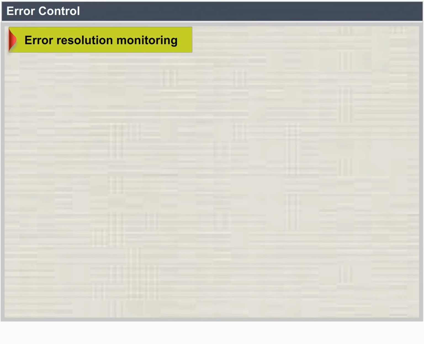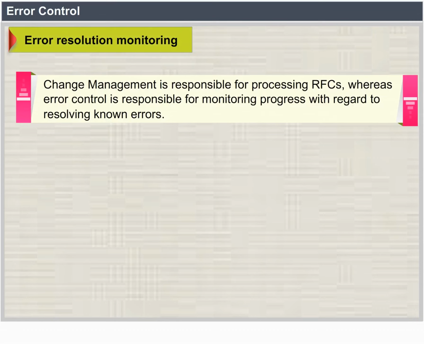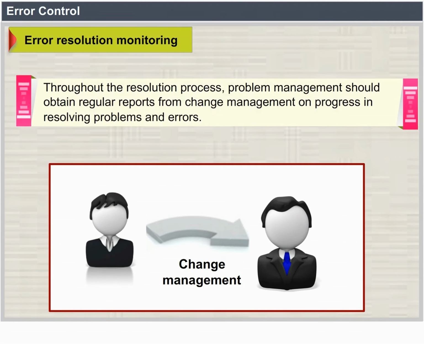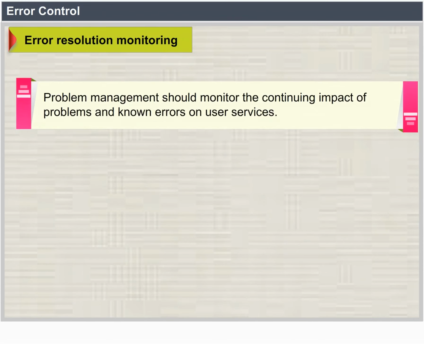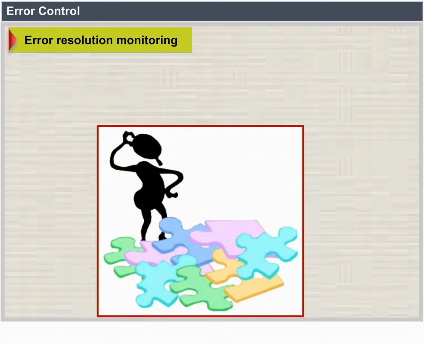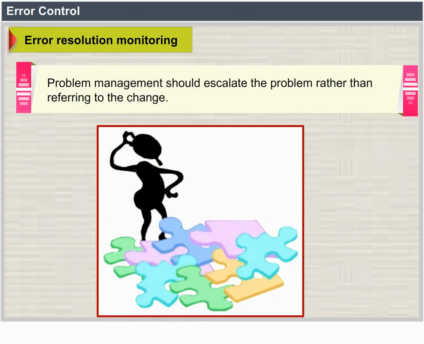Error resolution monitoring. Change management is responsible for processing RFCs, whereas error control is responsible for monitoring progress with regard to resolving known errors. Throughout the resolution process, problem management should obtain regular reports from change management on progress in resolving problems and errors. Problem management should monitor the continuing impact of problems and known errors on user services. Problem management should escalate the problem, perhaps referring to the change.